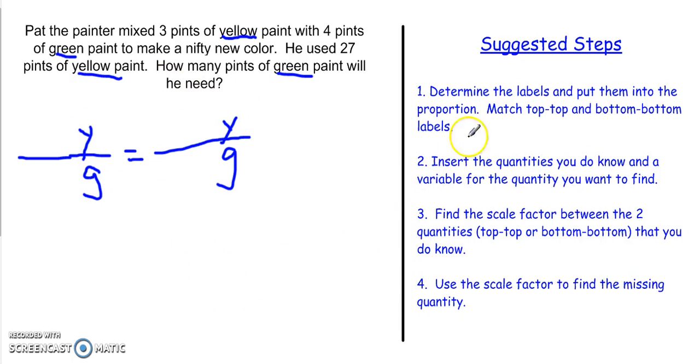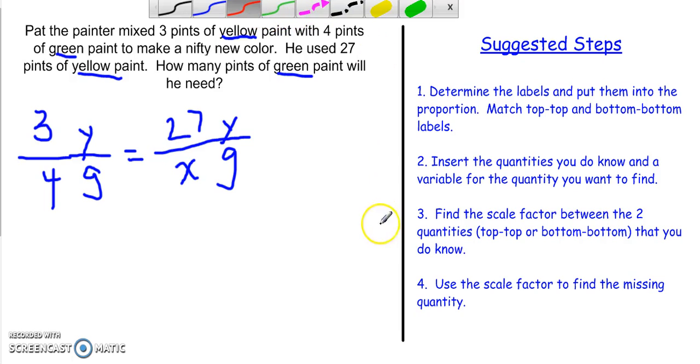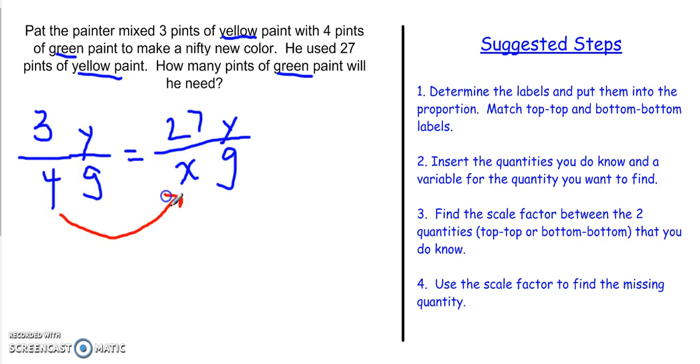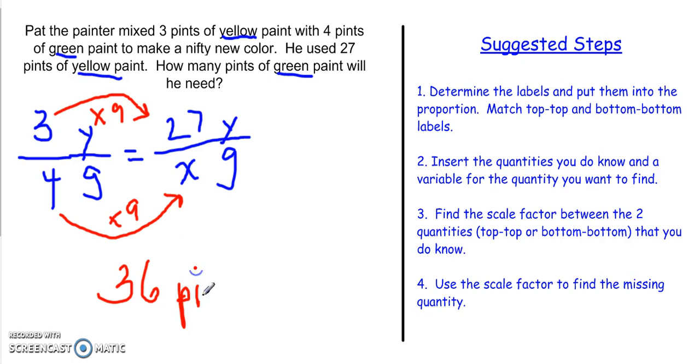Step 2 is to insert the quantities we know. We had 3 pints of yellow with 4 pints of green, and we had 27 pints of yellow, and we're trying to figure out how many pints of green, so I'm going to put my variable x there. And now I need to solve, and we know how to solve these. Find the scale factor between the two quantities. Always start by drawing the first arrow to what you want to know. I'm going from 3 to 27, and to find my scale factor, 27 divided by 3 gives me times 9. And then step 4, I'm going to take 4 times 9, and I'm going to get 36 pints of green.